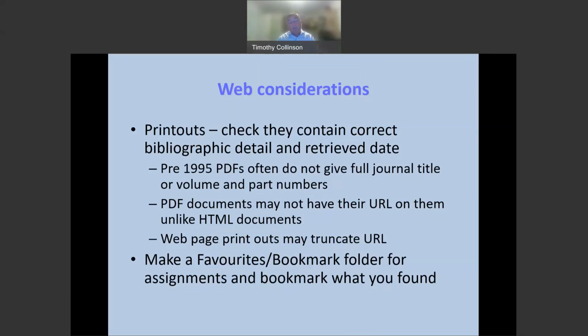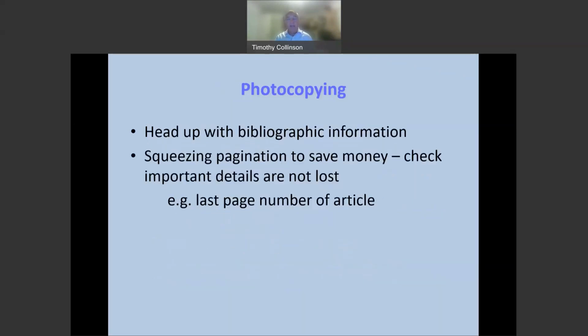The other little tip that we have is to make a favorites or a bookmark folder in your web browser for your assignments or for your dissertation, and to actually bookmark what you found so you can go back to it later if you need to. And then if you're photocopying, make sure you head up that with the bibliographic information that you need. And if you are reducing pages to save money in the photocopying cost, do check that you're not losing important details. For example, the last page number of an article.